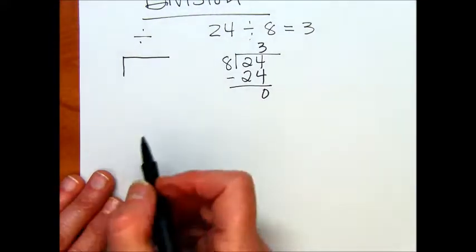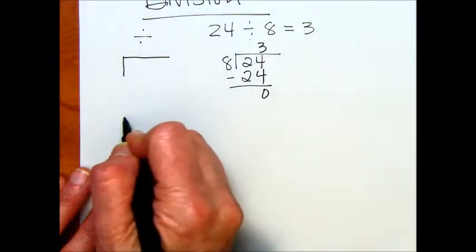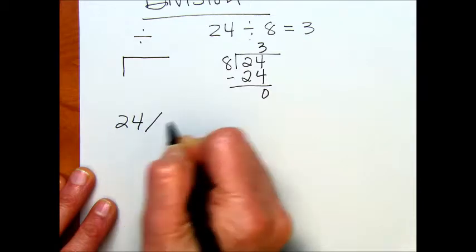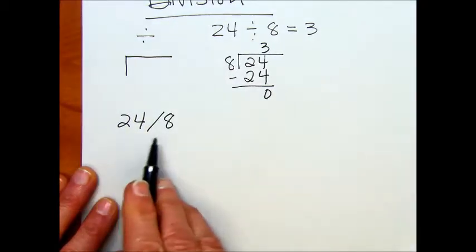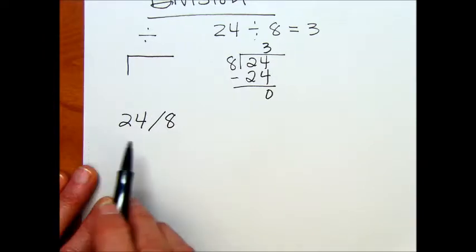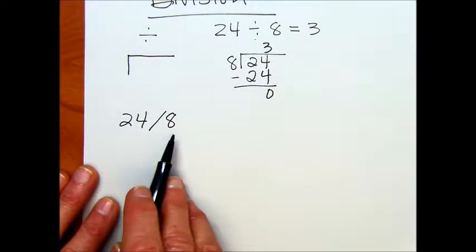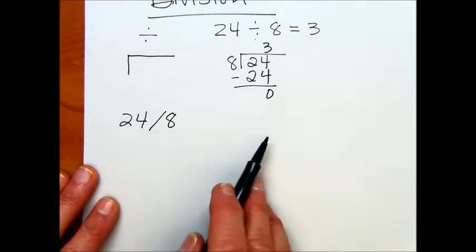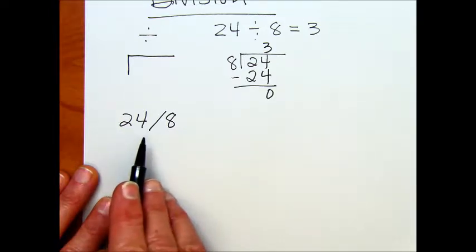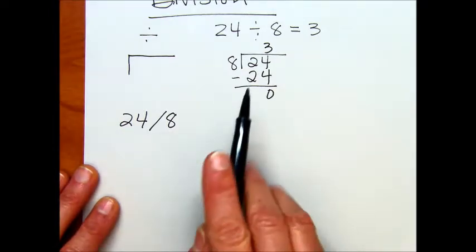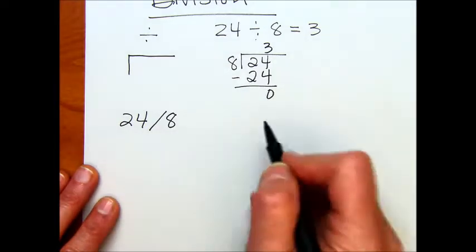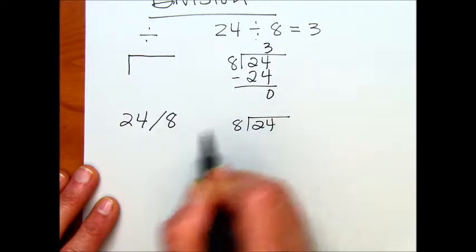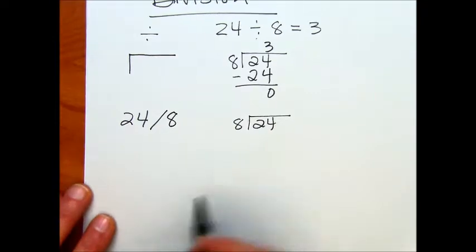A third way is with a backslash. So it looks like this: 24 backslash 8. Having a hard time saying that. But this means division, and it looks kind of like a sideways fraction, but it is a division problem. Normally if you see something like this, it might be easier to just rewrite it as this. The first number again goes under the division sign, and then the last number goes on the outside, and then you would solve.